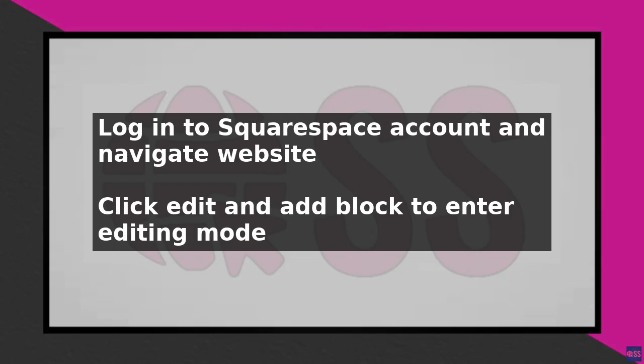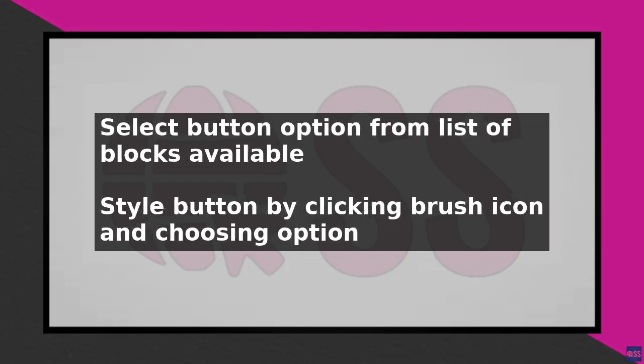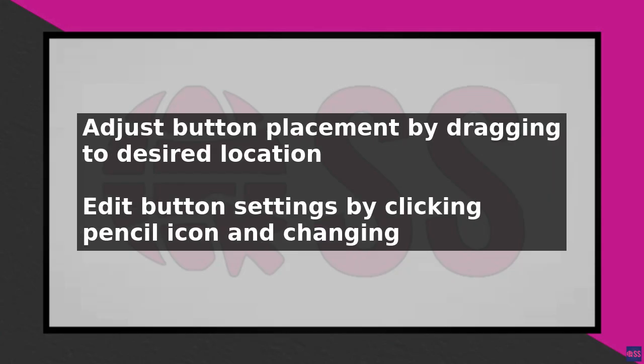Select the Button option from the list of blocks, and a button will appear on your page with various options above it. To style the button, click the brush icon in the top right corner. Then select Button from the style options to choose a style that fits your design, such as primary, secondary, or tertiary. You can adjust the button's placement on the page by dragging it to your desired location.